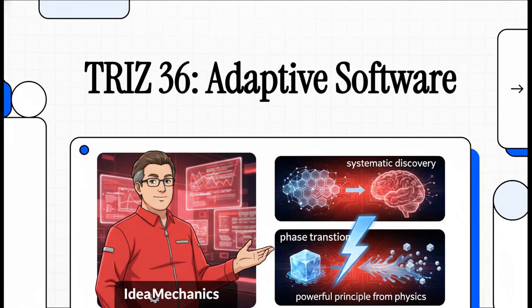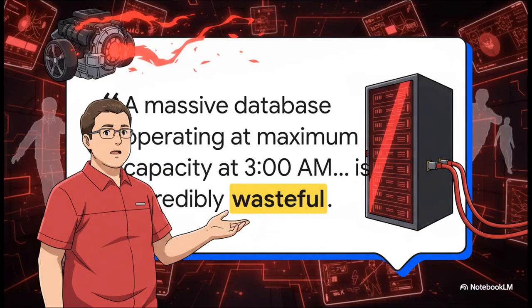There's a huge hidden problem in the software world, and that's waste. Today, we are ditching the guesswork. We're going to dive deep into systematic innovation with a powerful tool called TRIZ. And leading the charge, as always, is our lead innovation catalyst from Idea Mechanics. He's here to show us how a simple principle from physics can totally change the game for software design. So let's get right into it.